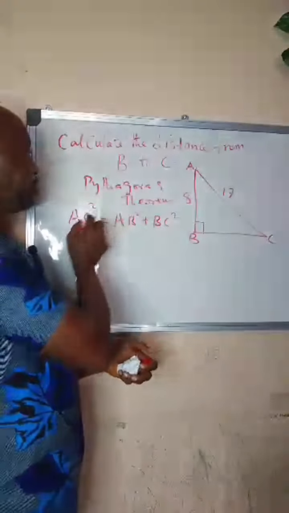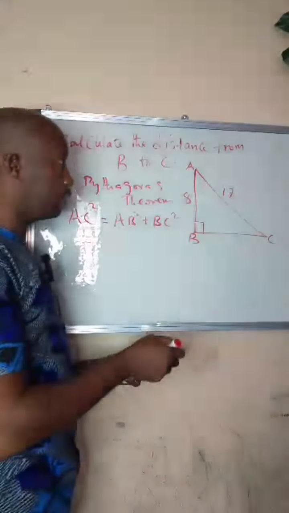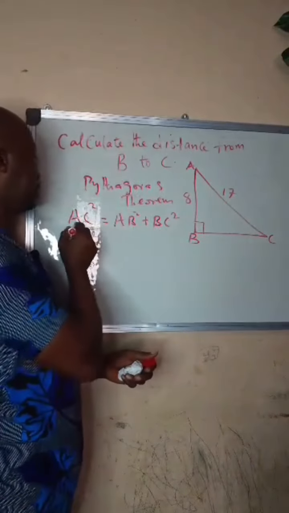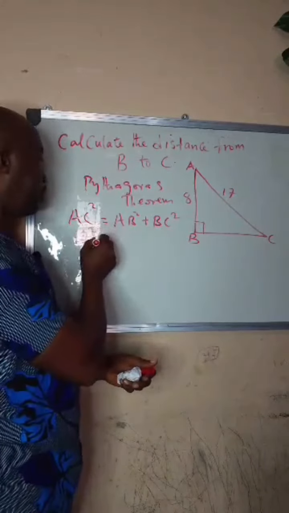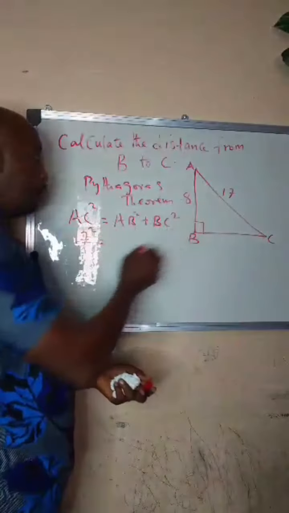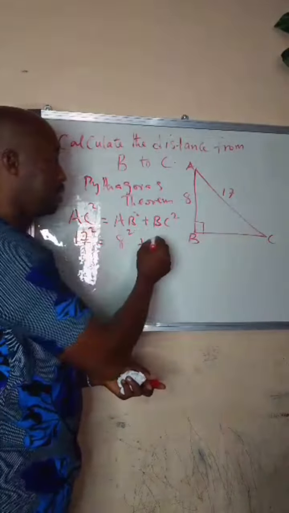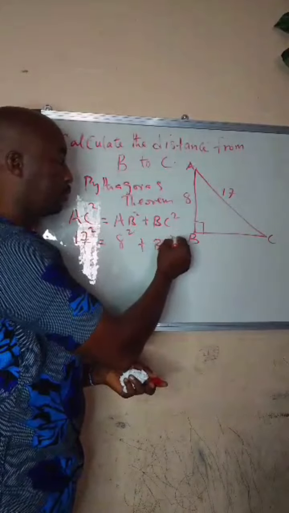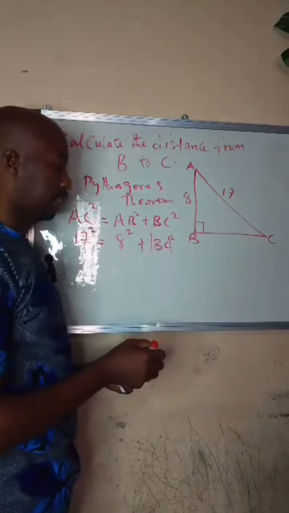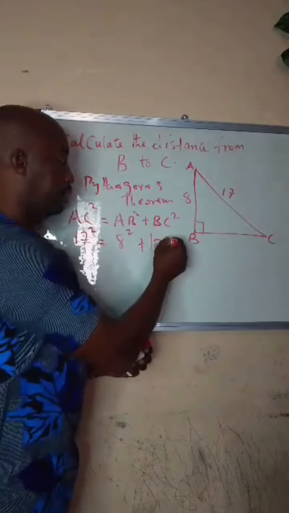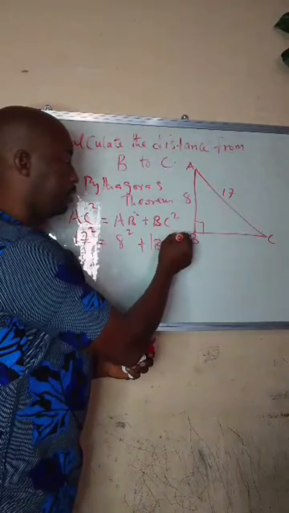So now this will be nothing but AC. You have to substitute the value for that given side, which is what? 17. That will be nothing but 17 raised to the power of 2 equals to what? The side of AB is what? 8 raised to the power of 2 plus BC is what we are actually asked to look for. That is how it is being written. B, C, this, and we have this.